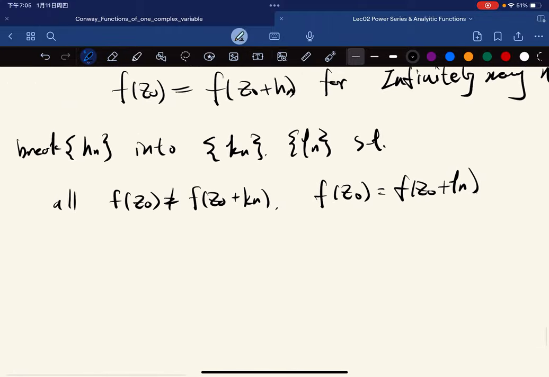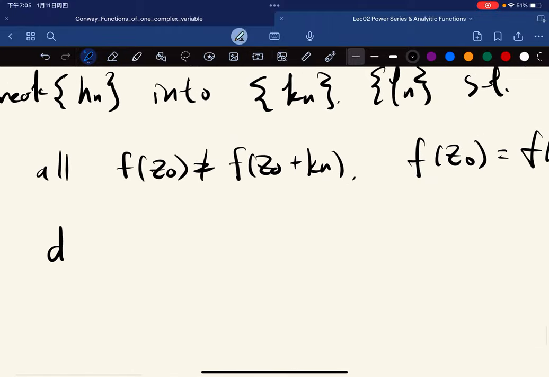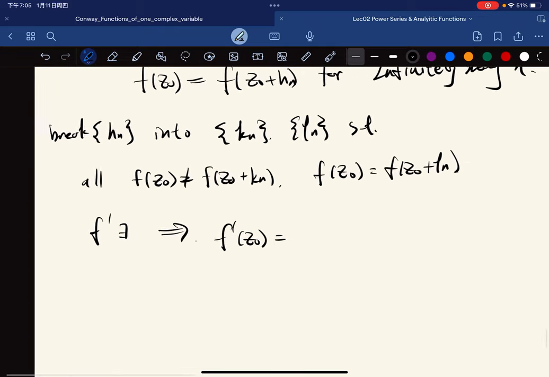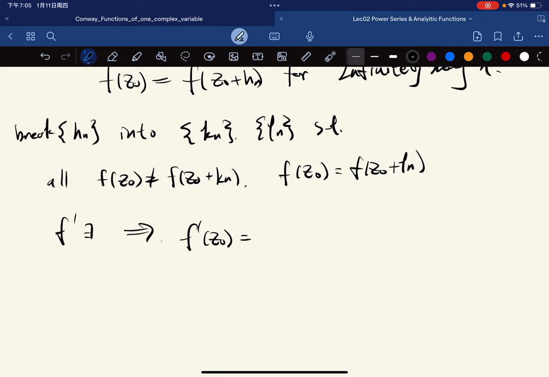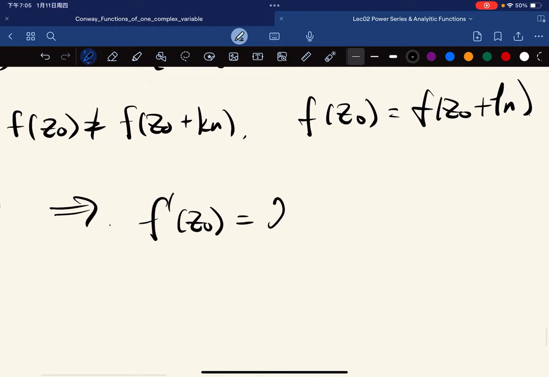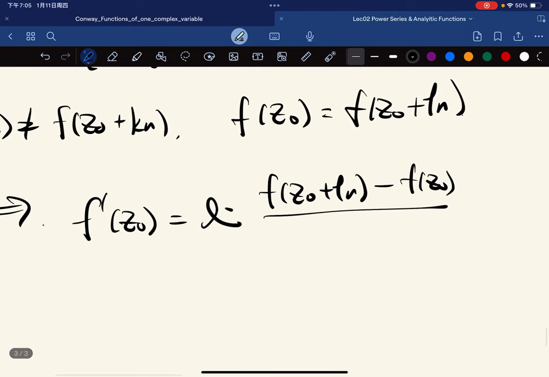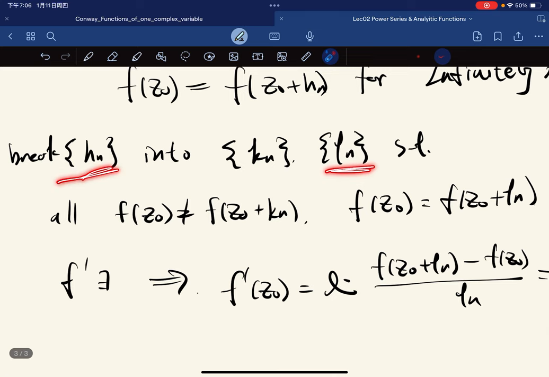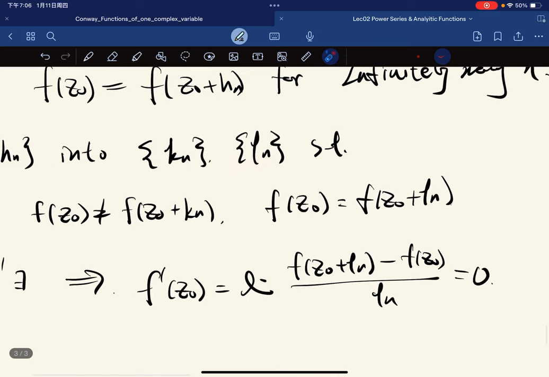Because f is differentiable, we know that this derivative is really just a limit, using sequential characterizations again. The derivative is equal to zero, because this is a subsequence of hn. Hn goes to zero, then this goes to zero. So they all just agree with each other, and this term vanishes.